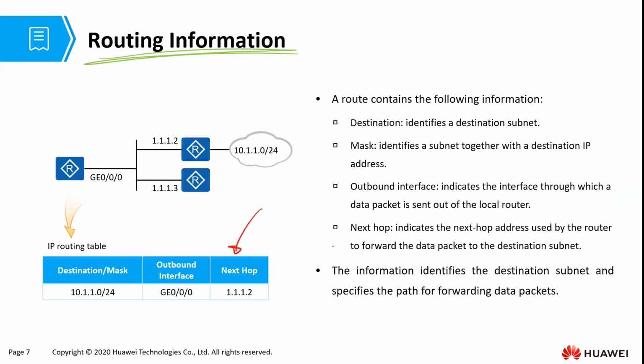There are 3 main pieces of information we need. First, where are you heading to? What is your destination? I'm trying to reach 10.1.1.0/24. Okay, what is your next hop? Where are you sending the packet next?